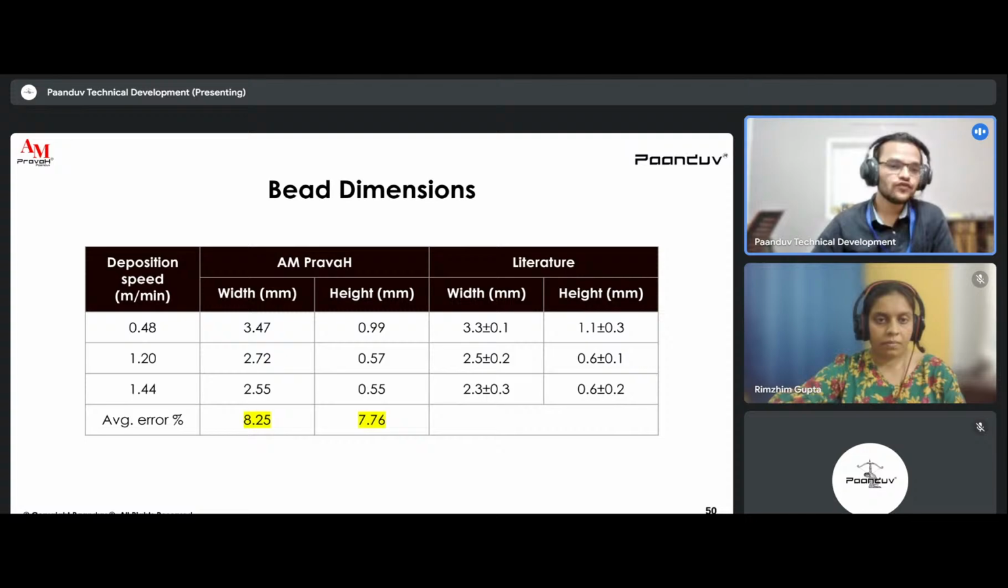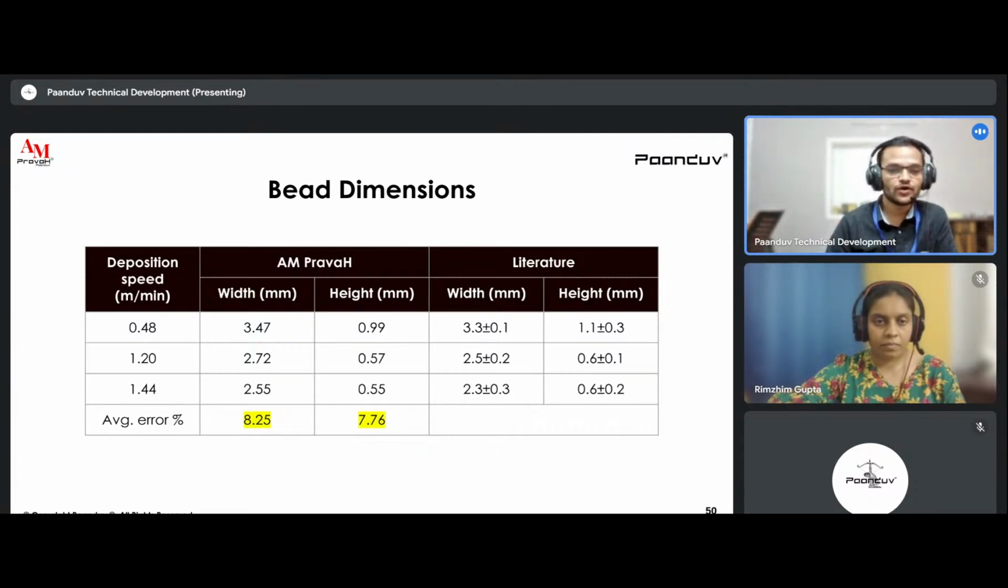For the case of 1.2 meters per minute of deposition speed, the predicted width is 2.72 mm and the predicted height is around 0.57 mm. And from the literature, it is around 2.5 mm and 0.6 mm of width and height.